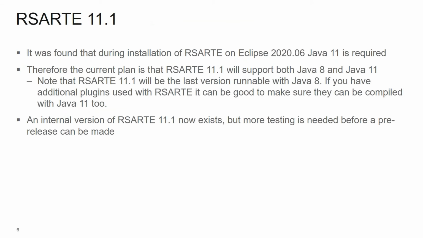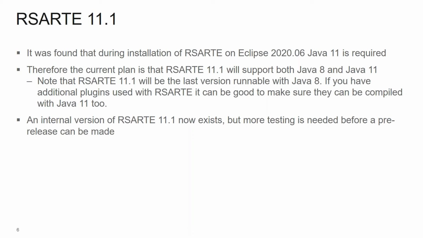And also, I would like to say a little bit about RSARTE 11.1, since we touched upon this in the last sprint demo. We have continued to do tests, and in this sprint we found out that there is actually a dependency on Java 11 when you are installing on Eclipse 2020-06. That was probably a mistake by the Eclipse team, but nevertheless, they will not fix it. So it means that we will have to support both Java 8 and Java 11 when running RSARTE 11.1, which means slightly more work for us.